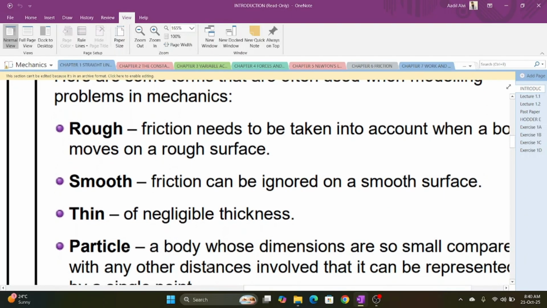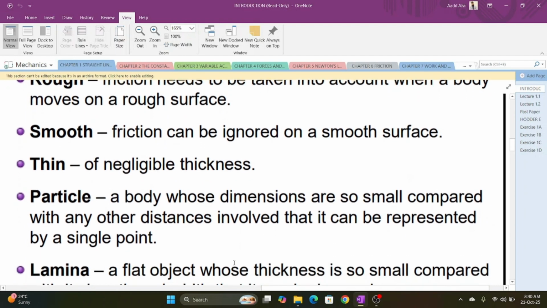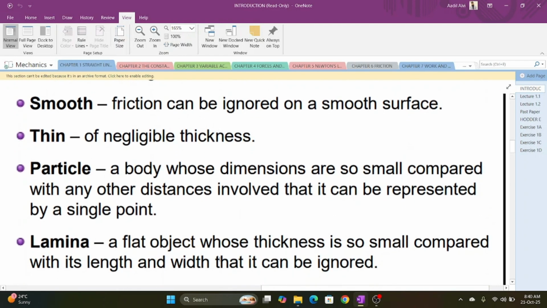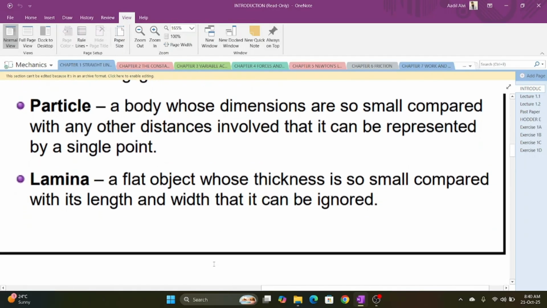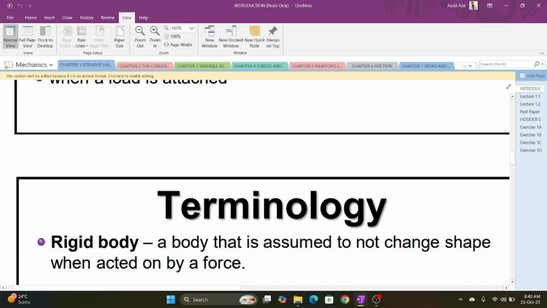Particle, okay, this I've already explained, that a body whose dimensions are so small compared with any other distances involved that it can be represented by a single point. Lamina, a flat object whose thickness is so small compared with its length and width that it can be ignored. Then a rigid body. A rigid body basically is referred to a type of object on which if you apply force, it does not change the shape of the object.